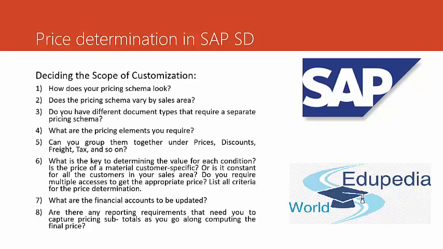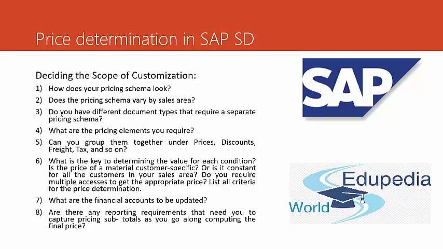Does the pricing schema vary by sales area? Do you have different document types that require a separate pricing schema? What are the pricing elements you require? Can you group them together under prices, discounts, freight, tax, and so on?